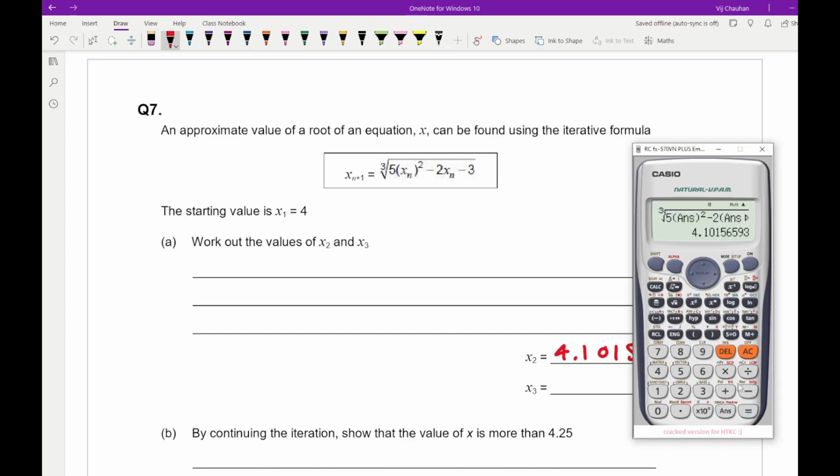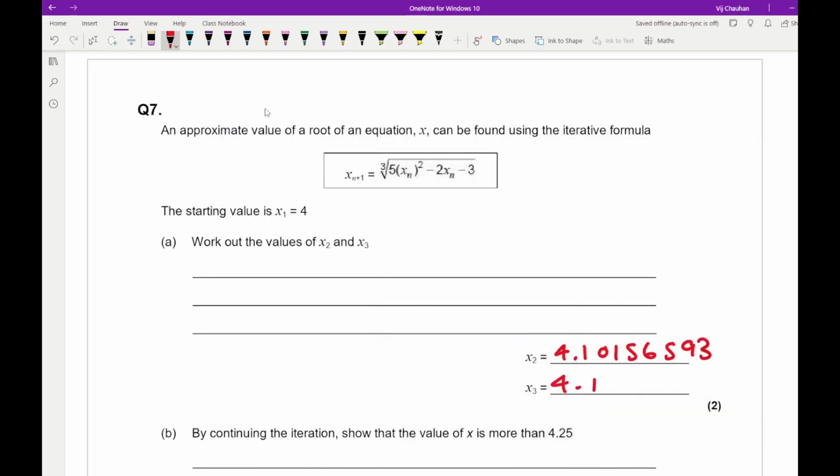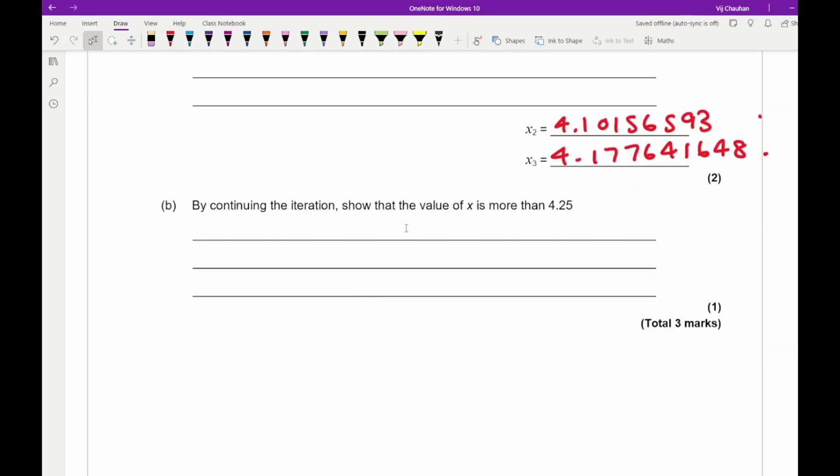So press equals, that gives me my x2 value. Press equals again, this gives me my x3 value. So here it's going to be 4.177641648. And again, if you want to give your rounded answer, you can, but you get 1 mark for each of those values being correct. It then says, by continuing the iteration, show that the value of x is more than 4.25.